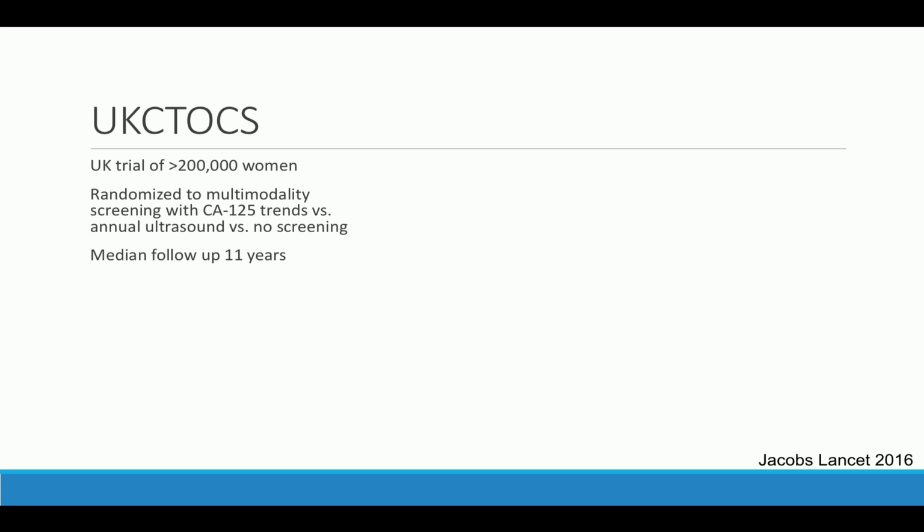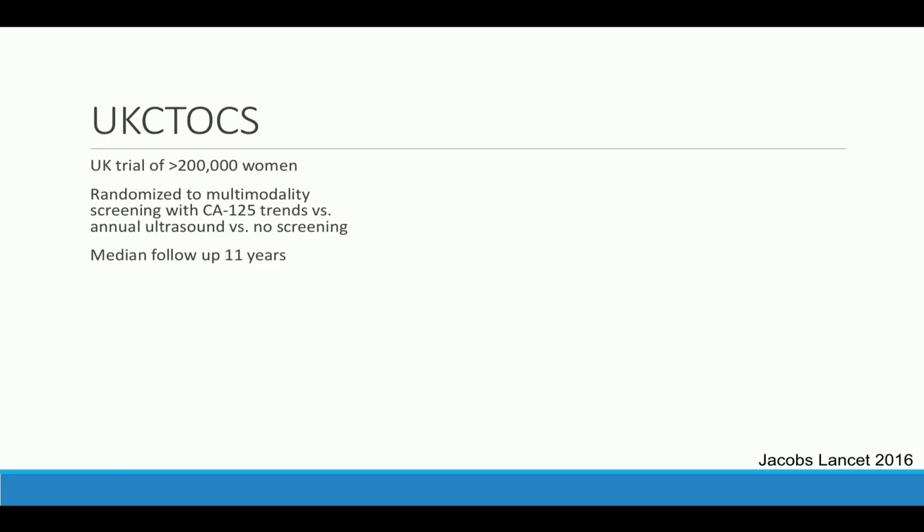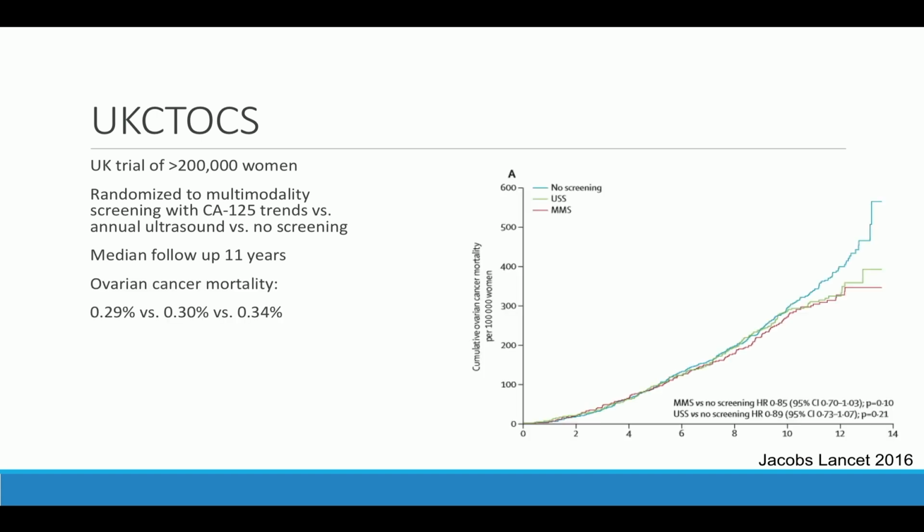First, to multimodality screening, which basically used something called the risk of ovarian cancer algorithm, which is looking at the trend in your CA125 blood level, so not the absolute number, but how it changes from draw to draw, and that can triage you to an ultrasound, versus an annual ultrasound, versus no screening. And they followed up these women for a median of 11 years and found, again, ovarian cancer mortality was basically 0.3% in all three arms.